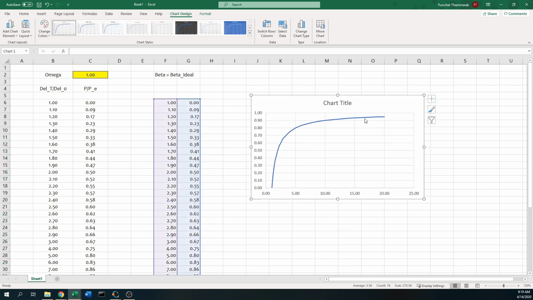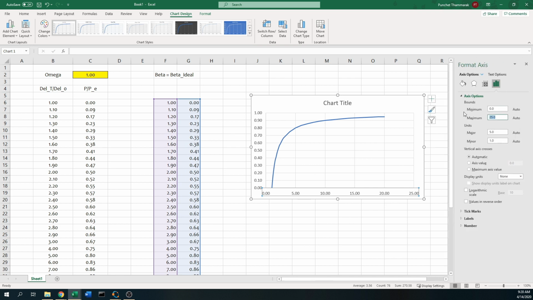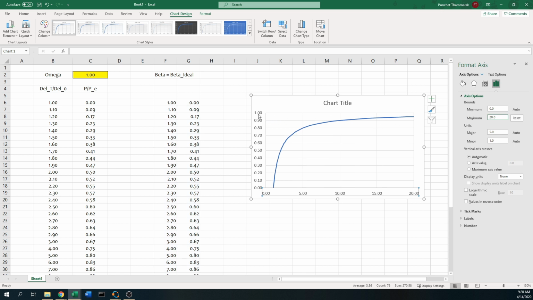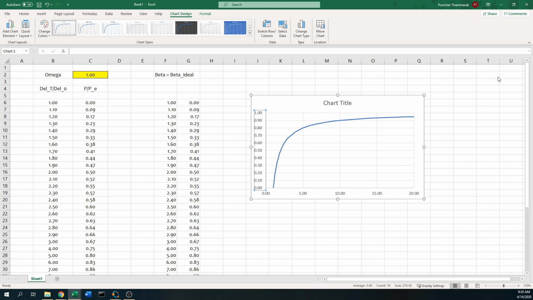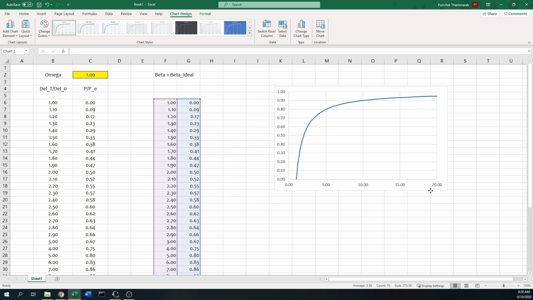There it is. 1.0, and I'm going to format the axis and keep everything at just 20. For this one, I'm going to specify 1.0. Okay, like this. Chart title, I take it off. We do not want to see anything from that.